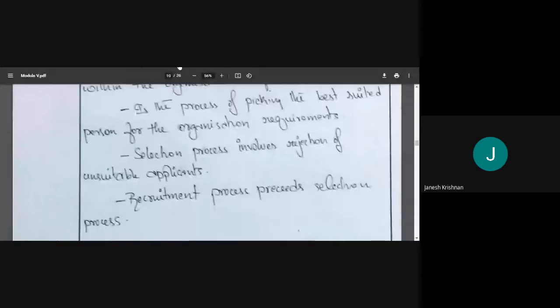So before selection, what happens is we need recruitment. We said we need a pool, right? We need a pool of persons. So for that, we do something called recruitment. Recruitment means we are advertising that there's an opening, and we are also incentivizing people to join. That is the recruitment process.